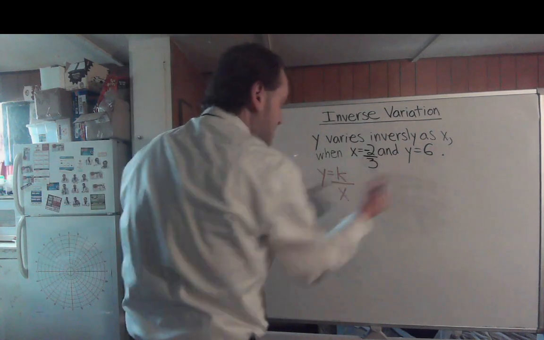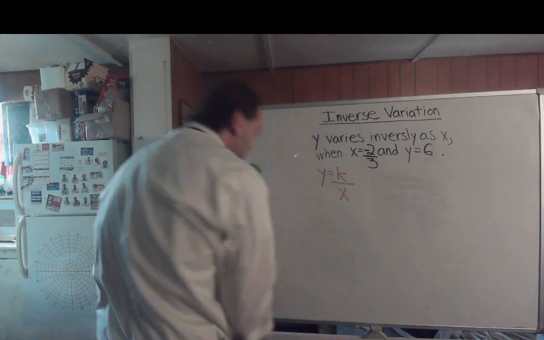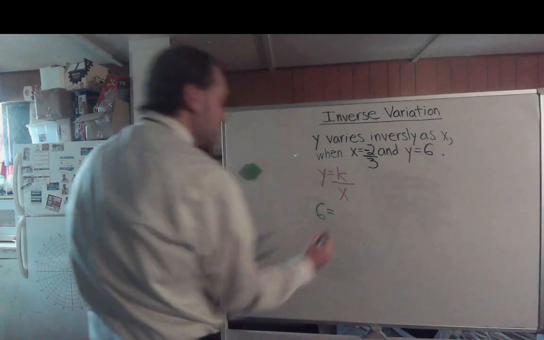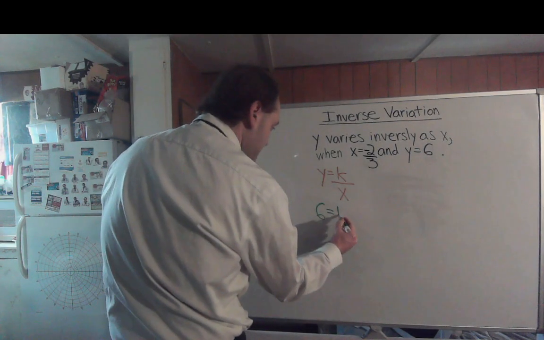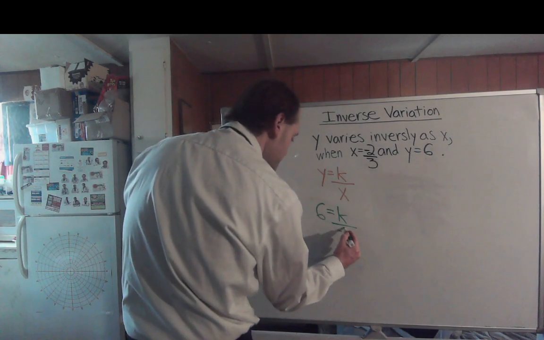So that y is 6. Let me write in a different color. Yeah, let's write in a darker color. So y would equal 6. We don't know the constant of variation yet, but we do know that the x is -2/3.